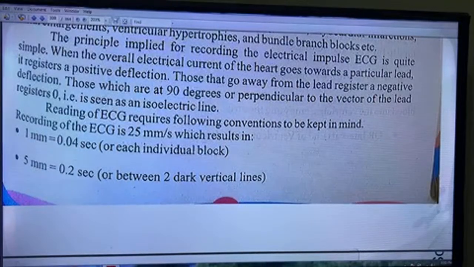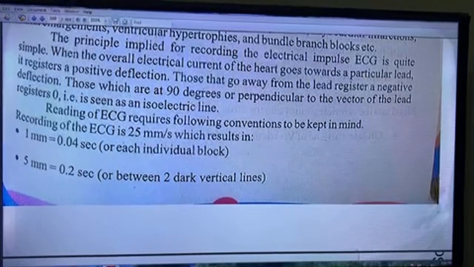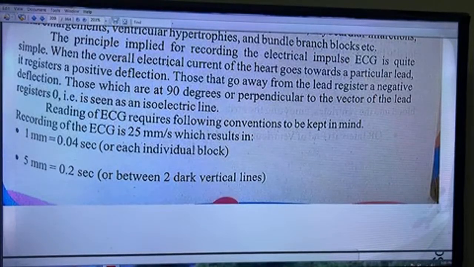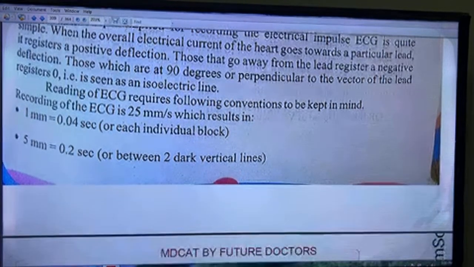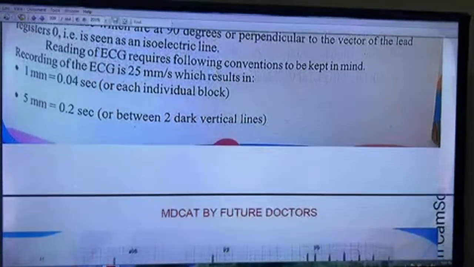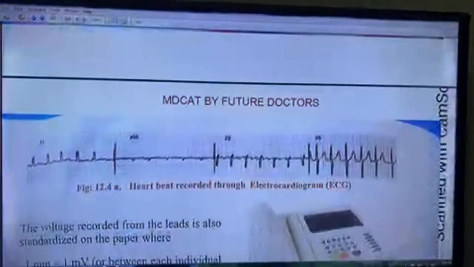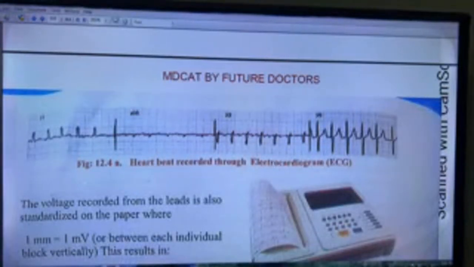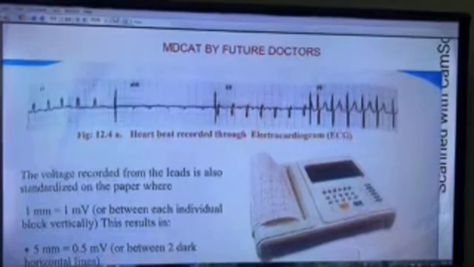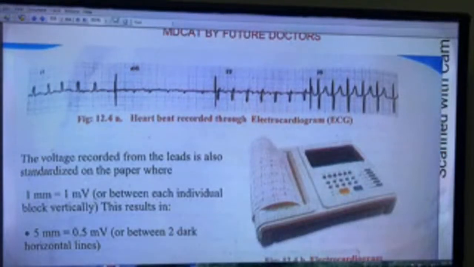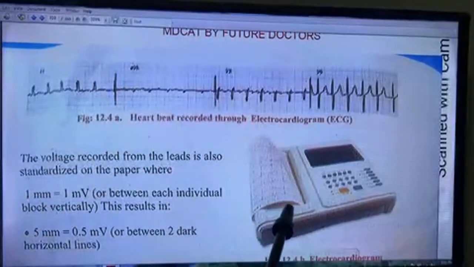Reading of ECG requires following conventions to be kept in mind. Recording of ECG is at 25 mm per second, which results in 1 millimeter being equal to 0.04 second for each individual block. 5 millimeters, 0.2 second, are between two dark vertical lines. This is the electrocardiograph and this is the ECG machine.